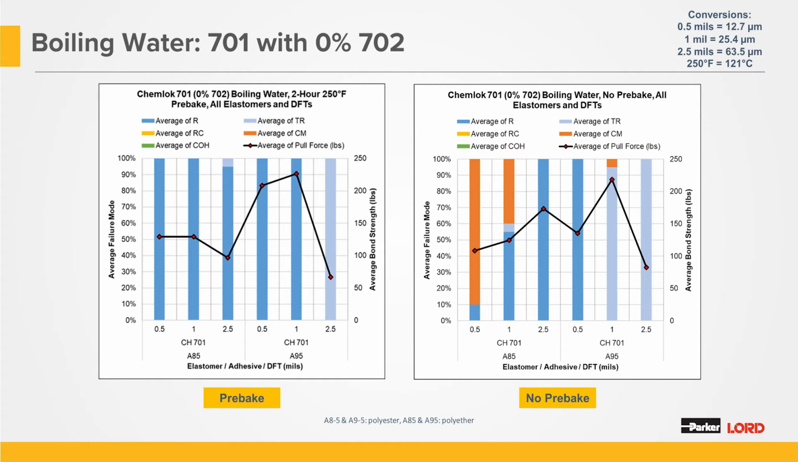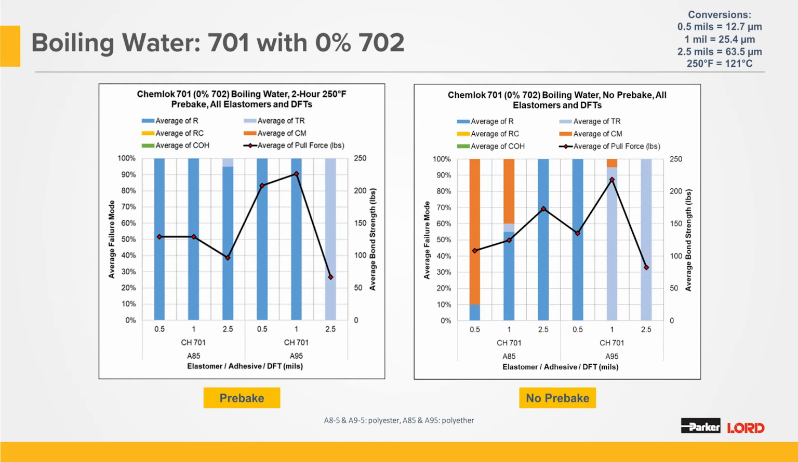These two charts are showing the boiling water results for Chemlok 701 without any Chemlok 702 added. All of the compounds tested resulted in 100% rubber tearing bonds at these conditions. You can see this by the blue bars. With pre-bake, across all 4 elastomers, the lowest bond strength is observed at 0.5 mil. Without pre-bake, we see somewhat of a trend that at higher film thickness, we see higher performance. The A9-5 is the outlier to this trend. And at both pre-bake conditions, the A9-5 has significantly higher bond strength at 1 mil film thickness than 2.5 mils.